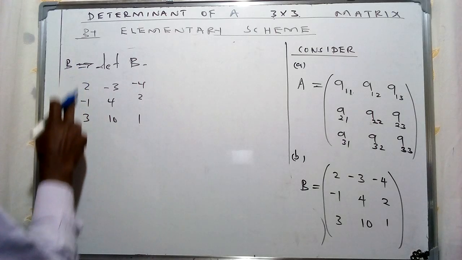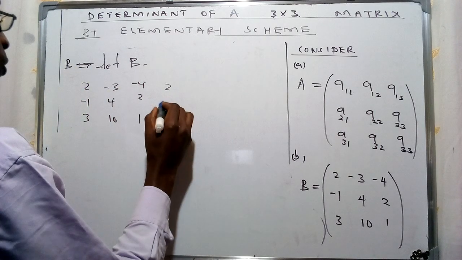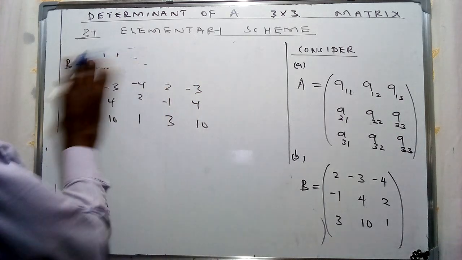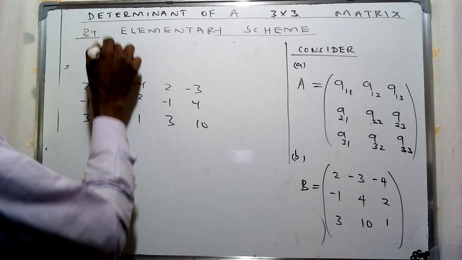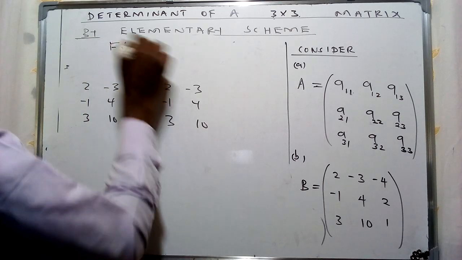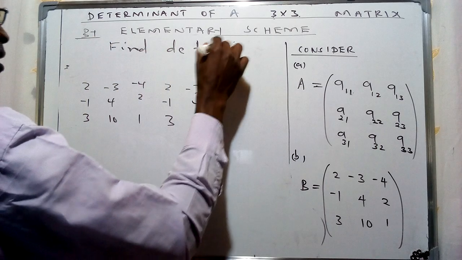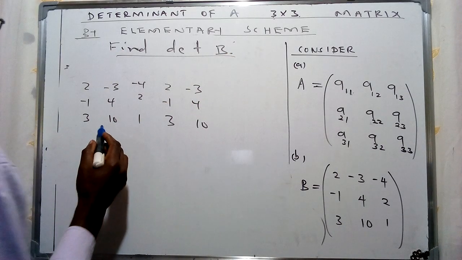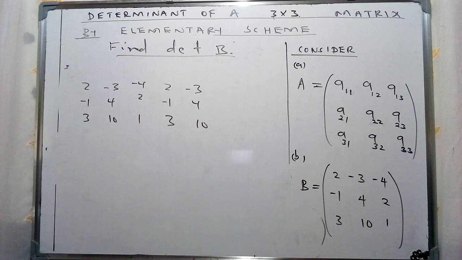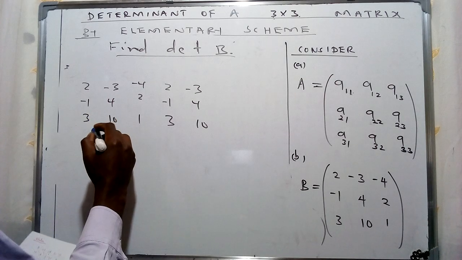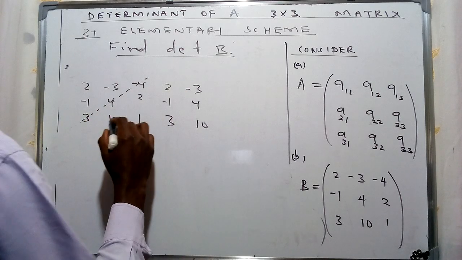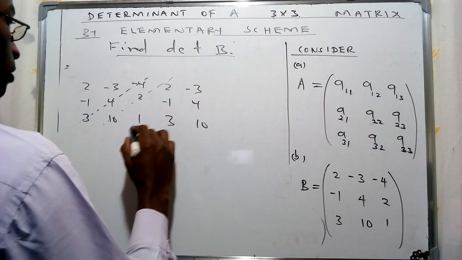So we'll repeat the first two columns, which are going to be 2, -1, 3, -3, 4, 10, given as such. And we're going to be, of course, finding this specific determinant using the elementary scheme. So in this case, we're going to perform the same operation which we had basically done from our first set of values. And this is going to be constituting the letters of this specific. So I'm just going to create those strokes to assist us in determining those particular products. And this is going to run that way, and this one.